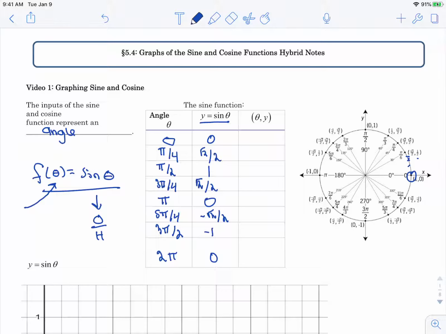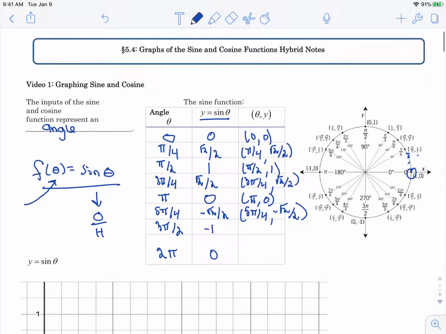Well, these are actually coordinates. My input is 0, my output is 0. My input here is pi over 4, my output is root 2 over 2. Okay, so I'm going to write all of these as coordinates. Pi, 0. Again, for whatever reason, it is a challenge to write on this iPad, so I'm working on it. And 2 pi, 0.